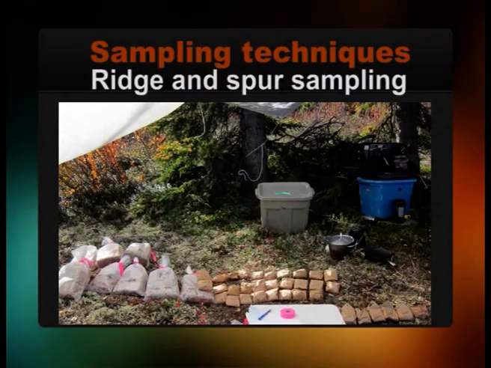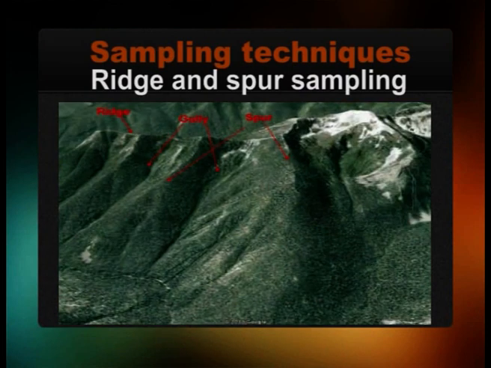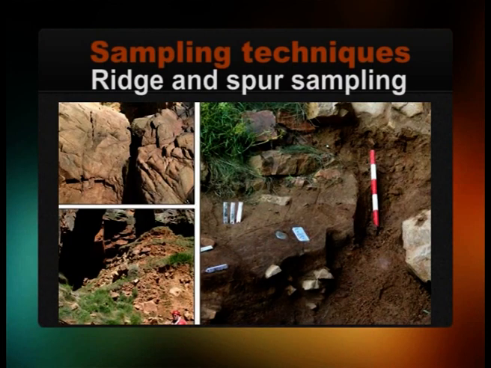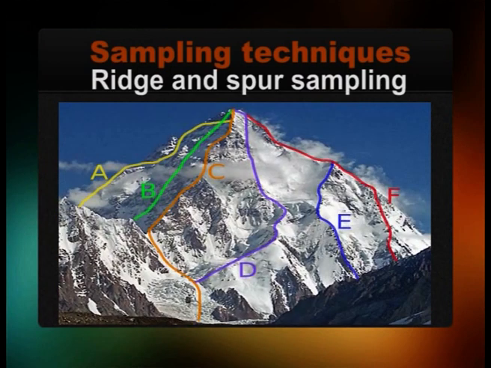Eleventh is ridge and spur sampling. It is done for mineral prospecting, where samples are taken along the crest of ridges and spurs in an area that is being analyzed for minerals. It helps to define the footprint of the mineralized area.